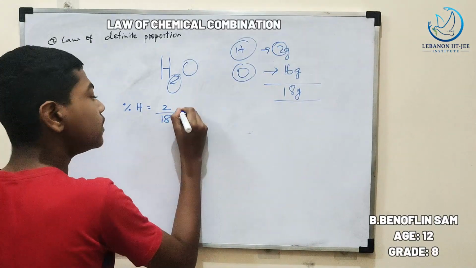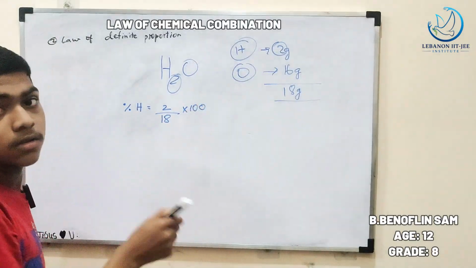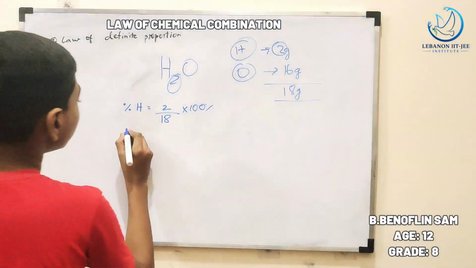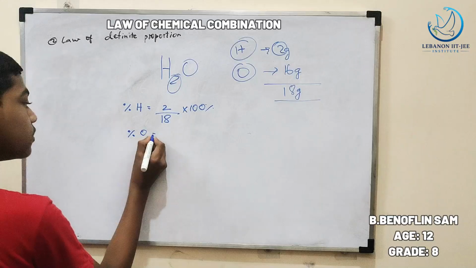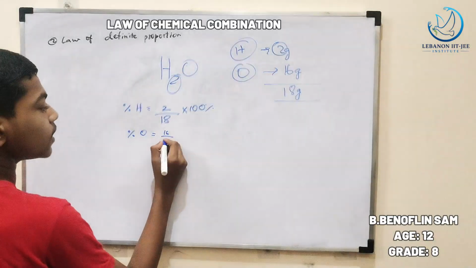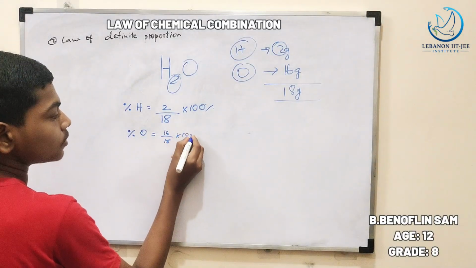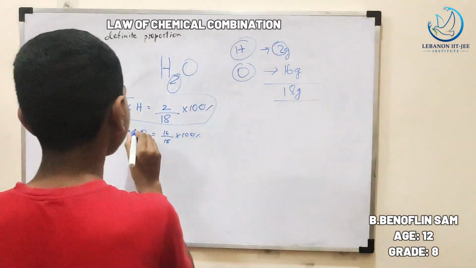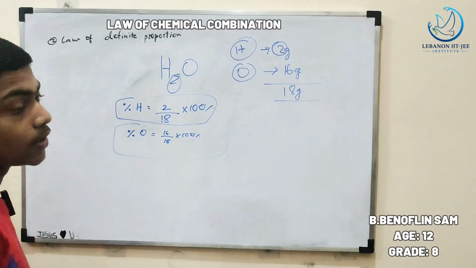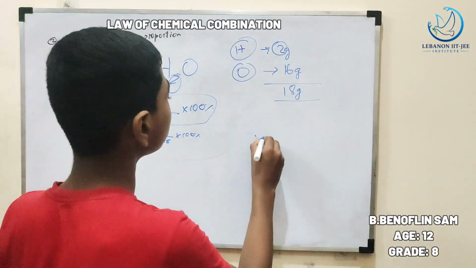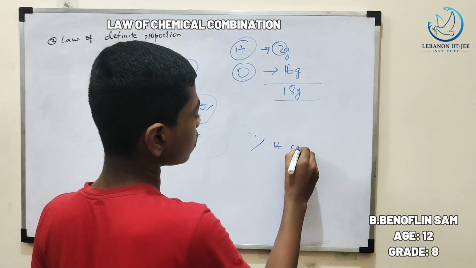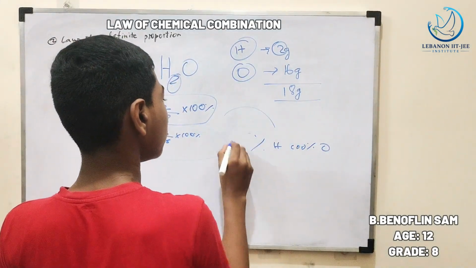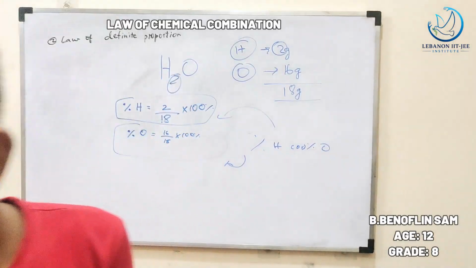Then the percentage of oxygen is equal to 16 by 18 into 100%. So this is how you have to do it. If they ask for the percentage of hydrogen or the percentage of oxygen, then you have to do it like this. This is how you do the second one.